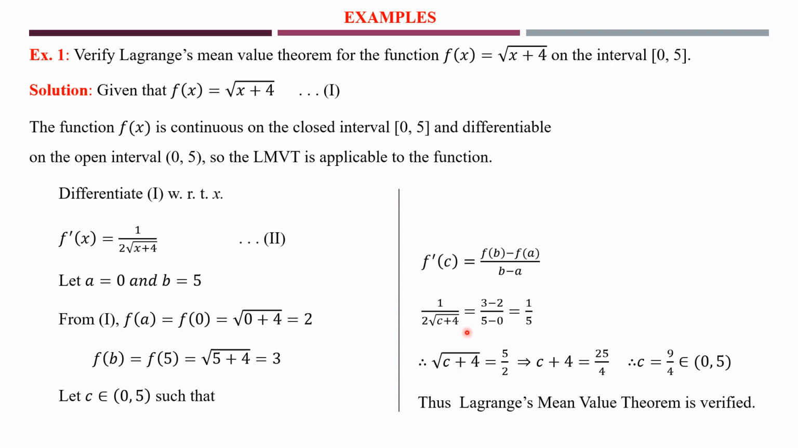Hence root of c plus 4, cross multiplying and taking the reciprocal, we get 5 divided by 2. Then squaring both sides, c plus 4 equals 25 divided by 4. Hence c equals, simplifying, 9 divided by 4. It belongs to the open interval. Here is the first condition, continuous on the closed interval, differentiable on the open interval, and there exists c in the open interval (0, 5). Hence Lagrange's mean value theorem is verified.